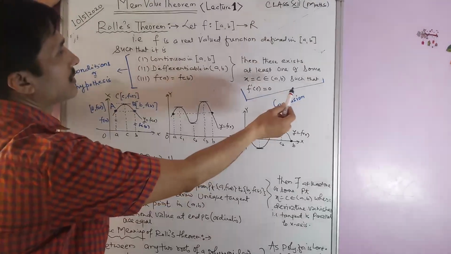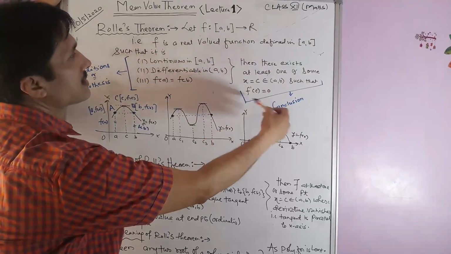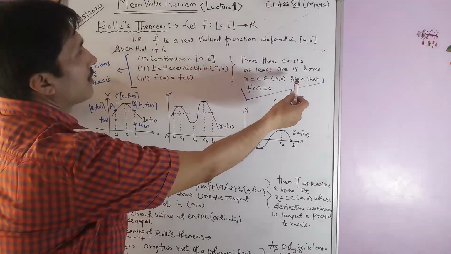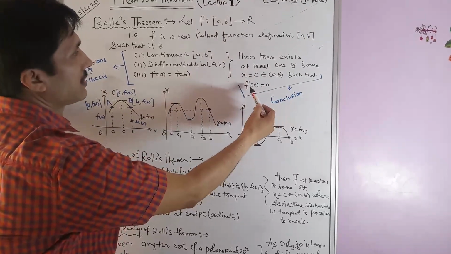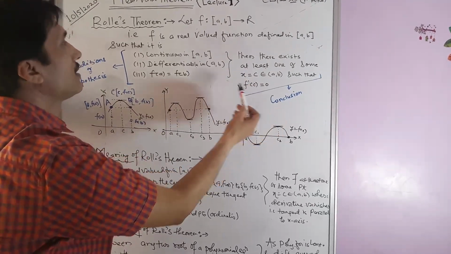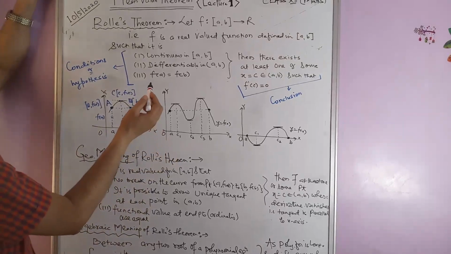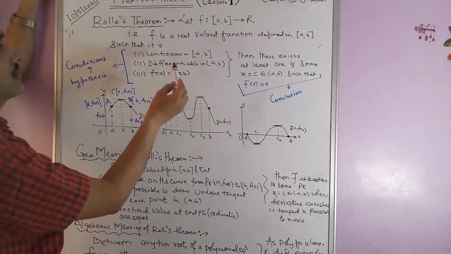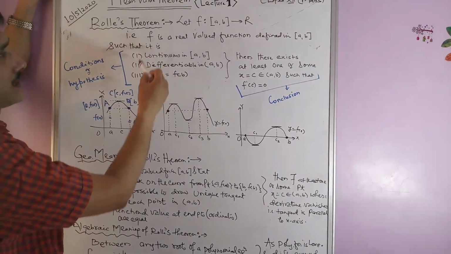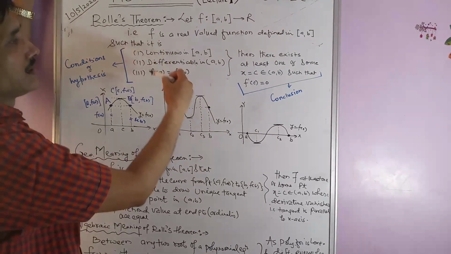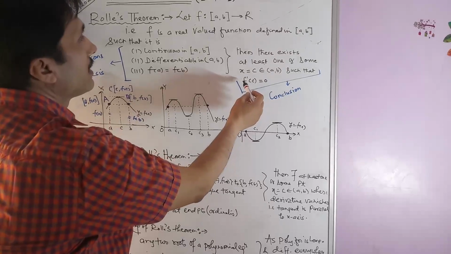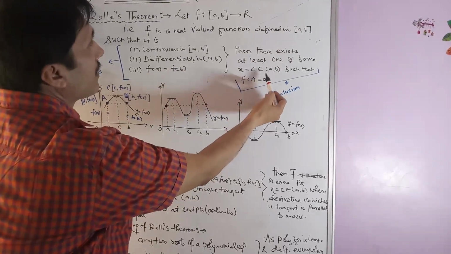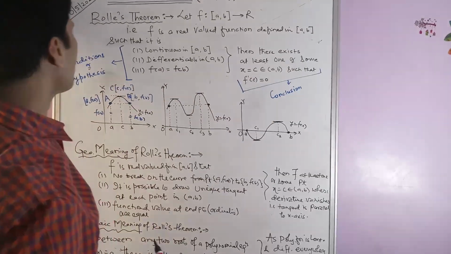And second part is the conclusion. There exists at least one value of x in the open interval (a, b) such that f dash c equal to 0. It means any function which satisfies these three conditions, then its derivative at some point in the open interval must vanish.